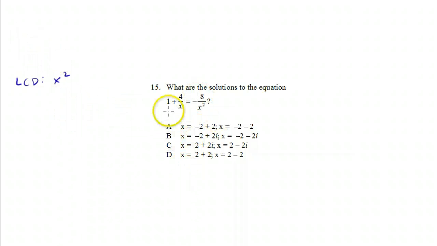So let's rewrite them with the LCD. So this first one, I need to multiply the bottom by x squared. And so I need to multiply the top by x squared. So I have x squared. This one I need to multiply by just an x because it already has one of them. So I need to multiply the top. So it's 4x on top. And here it already has the LCD. It already has the x squared, so we just have the minus 8. And so once we have all of it, we just cancel it all out, and so we're just left with what's on top. So which is this x squared plus 4x is equal to negative 8.